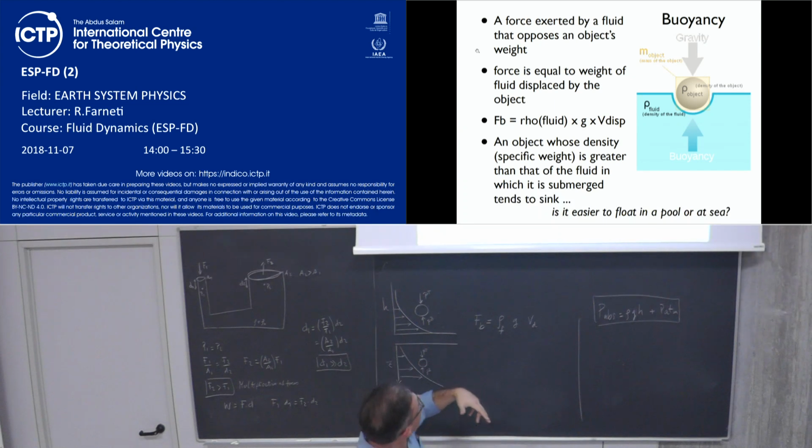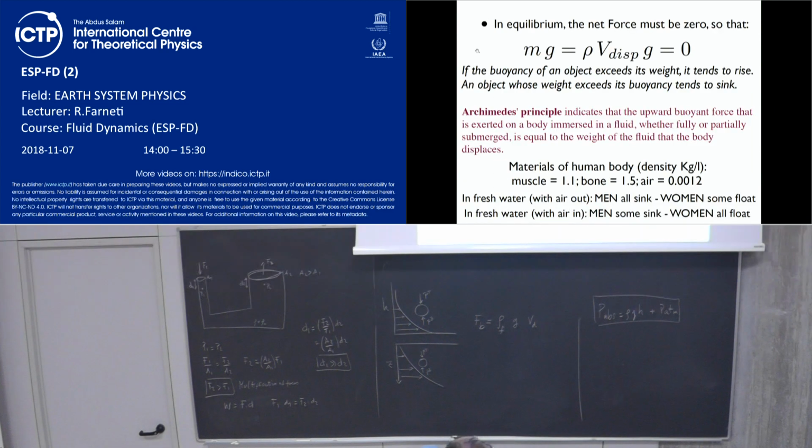That's why it's easier to swim in the sea than in a swimming pool. Because you're always the same, but the element of fluid where you are immersed has a different density. So the buoyancy force that you're experiencing when you're swimming in the sea is larger than the buoyancy force that you're experiencing when you're swimming in a swimming pool.